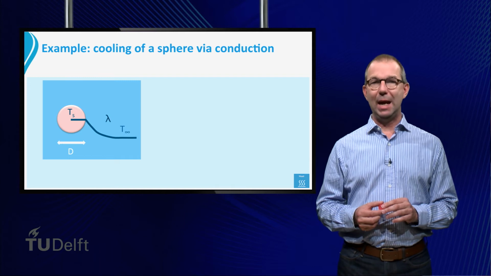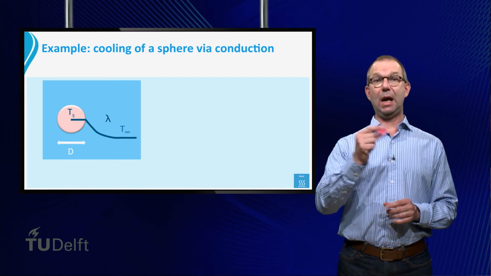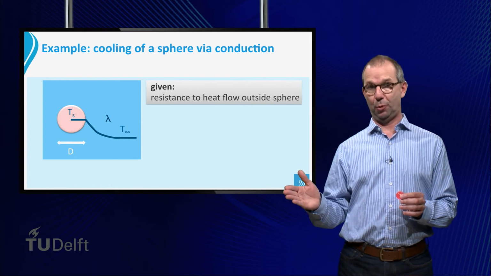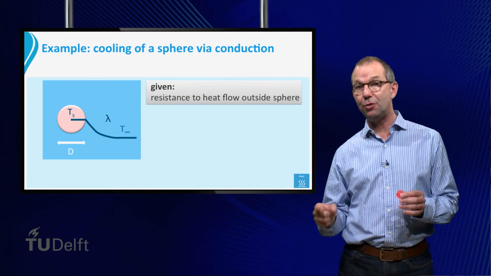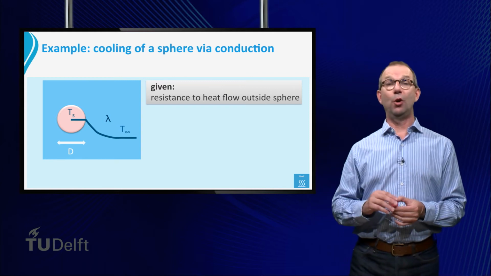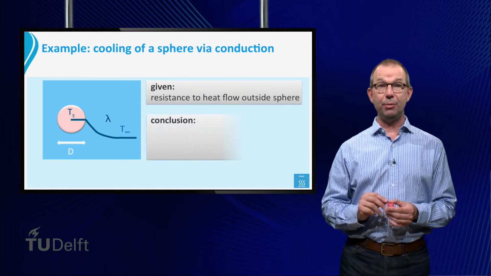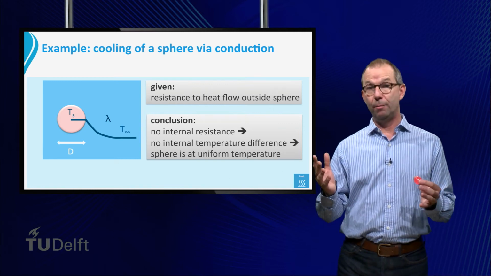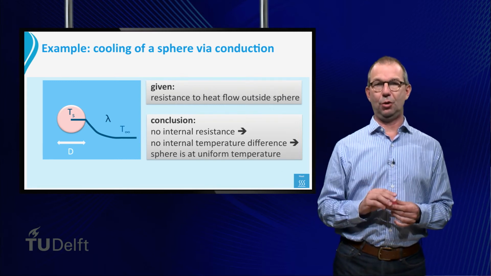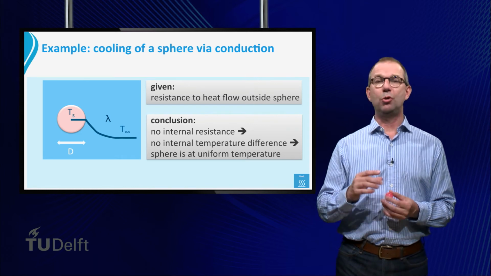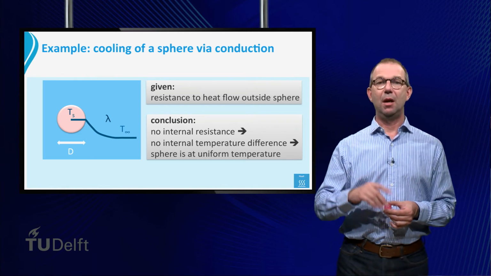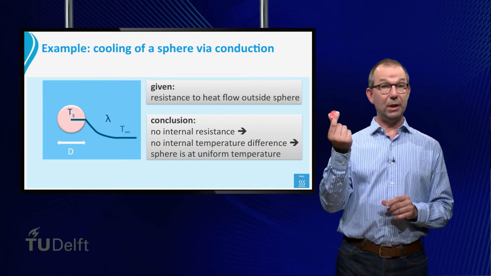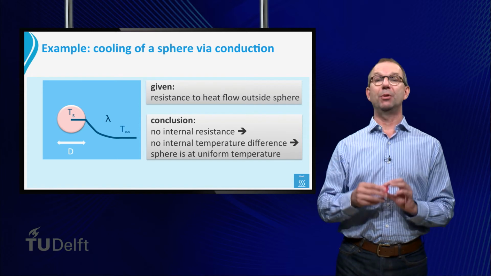First, we analyze a sphere that is cooling down. We take as case that the resistance to heat transport is completely outside the sphere. Then it follows that there can be no temperature difference inside the sphere, since, like with Ohm's law, a driving temperature difference over a zero resistance would cause an infinite current. Thus, we conclude that in the present case, the sphere, while cooling down, is at a uniform temperature.